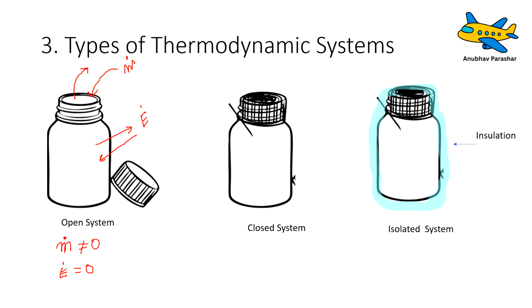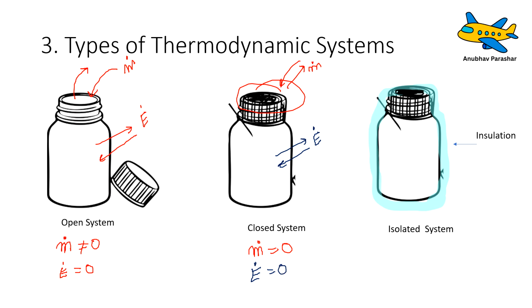Now, what is closed system? As you can see, the lid is there, right? Definitely you can understand that mass flow cannot happen here. In the closed system, mass flow rate is definitely 0. No mass can go inside, no mass can come out of the system. But what about energy? Energy can go in, energy can come out. So energy transfer is allowed in a closed system.